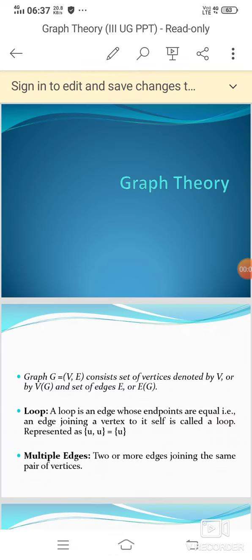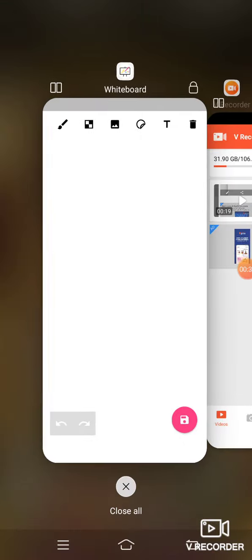Good morning, everyone. The topic that we are going to see today is graph theory. Let's see the basic definitions of graph theory. What is called a graph? A graph G is an ordered pair V, E where V consists of a set of vertices and E is a set of edges. Now let's see with an example.